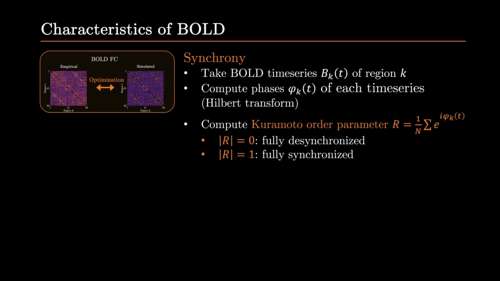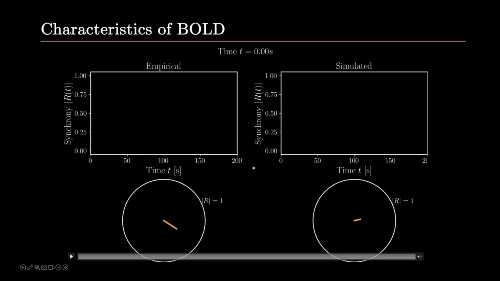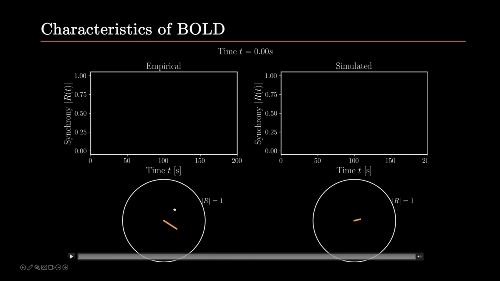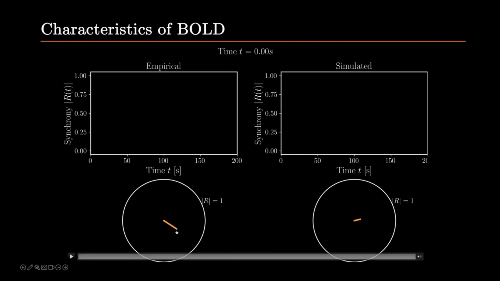We can do this computation for the empirical bolt time series and for the simulated bolt time series. And we can try to adjust the parameters of our simulation such that the synchrony level in both is the same. So this is an example of an already fitted simulation. On the left side, you will see the empirical time series, not of bolt, but already of the synchrony measure. And on the right, you see the simulated one. On the bottom, you see the average phase of the signal, and also the average synchrony, which is the length of this line here. As I said, it's a complex valued number, so we can compute the angle and the length of the vector.